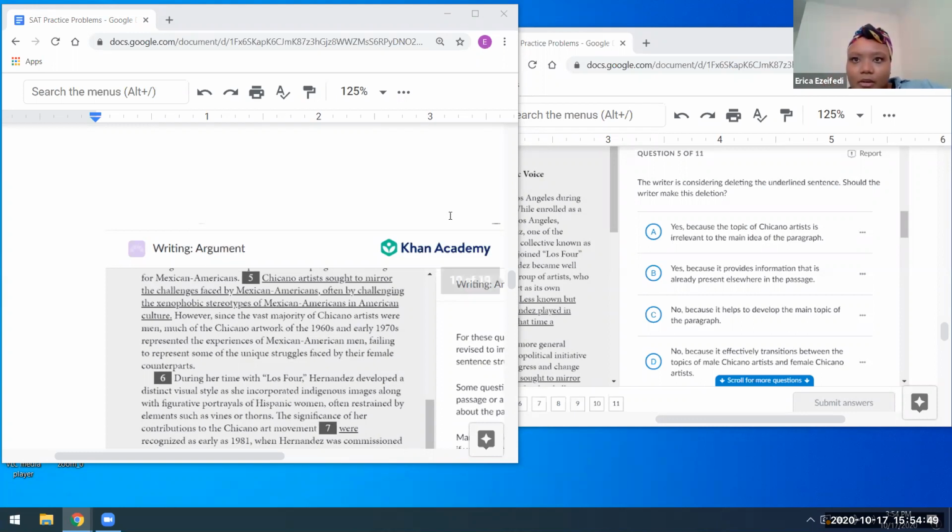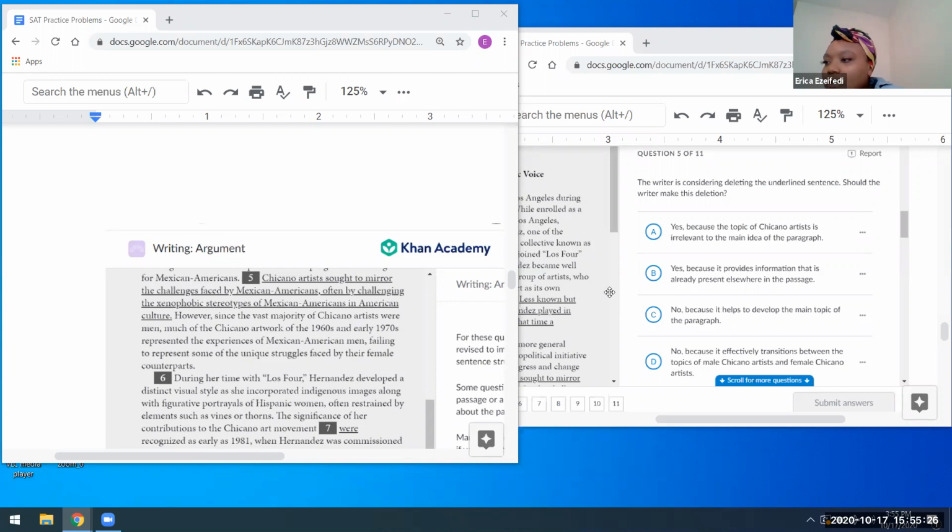Do we have any other answers? Okay, so I'll go ahead and answer that. So should we delete this line in the paragraph? So I will read the paragraph without that line to see how it flows.